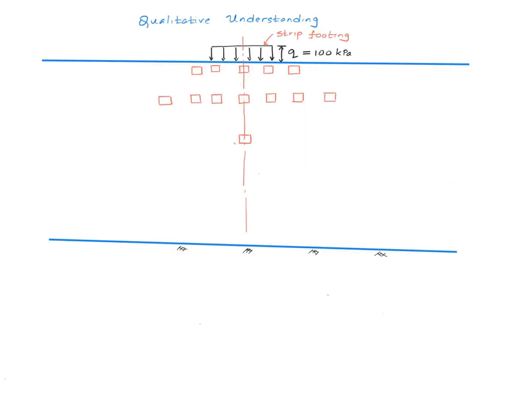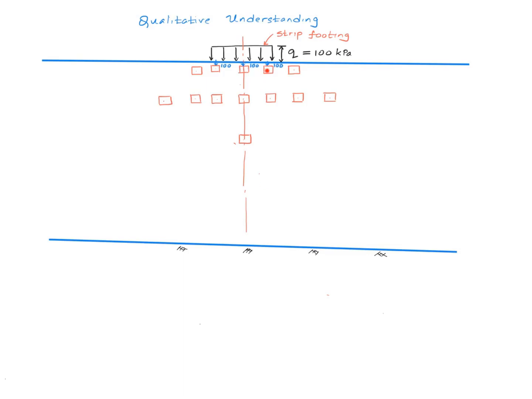Let's develop some qualitative understanding of the changes in vertical stress caused by a strip footing that applies a pressure of 100 kilopascal. Strip footing is one that is very long in the direction perpendicular to the paper. I have marked little differential elements at various points here. We'll try to understand what the magnitude of the vertical stress would be at these points in a qualitative sense.